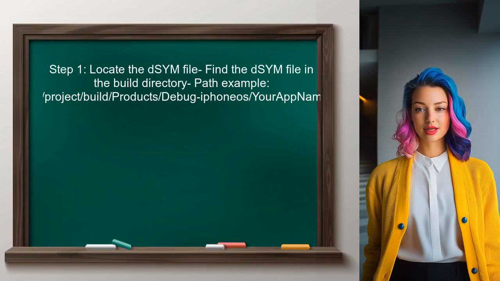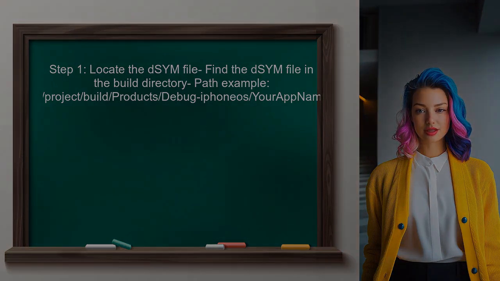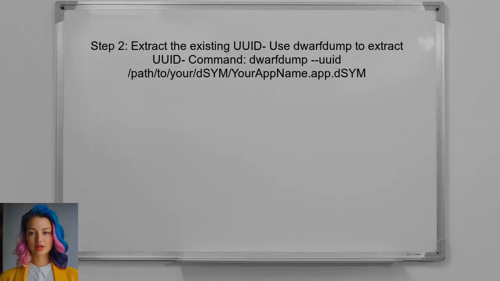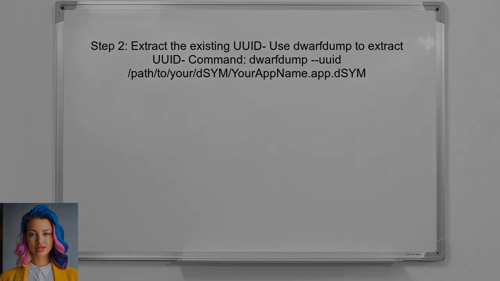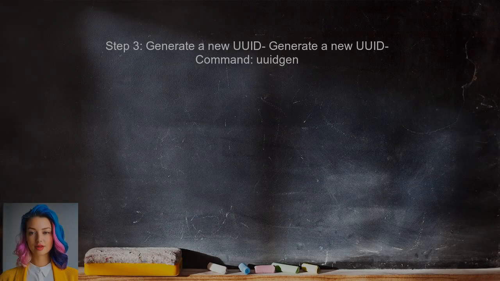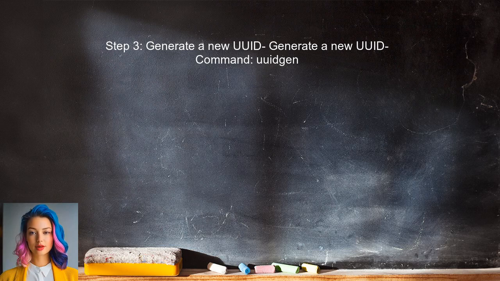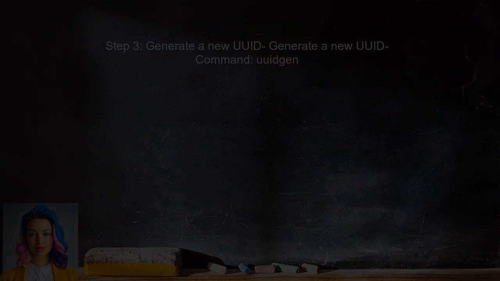To change the UUID in the dSYM file, the user should first locate the dSYM file generated from their build. This file is typically found in the build directory of the project. Next, the user will need to use a tool called dwarf_dump to extract the UUID from the existing dSYM file. This will help in identifying the UUID that needs to be changed. After extracting the UUID, the user should create a new UUID. This can be done using the uuidgen command in the terminal, which generates a new unique identifier.